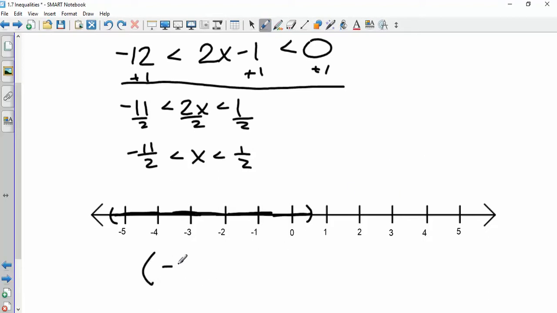Alright, so interval notation going left to right, parenthesis, it starts at negative 11 halves, comma, ends at positive 1 half. So far, so good?